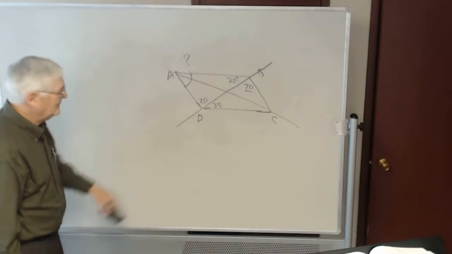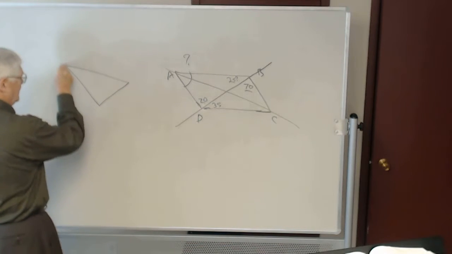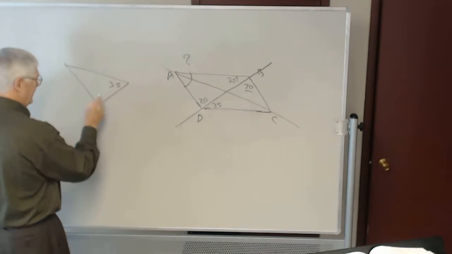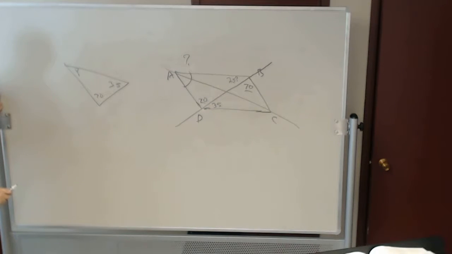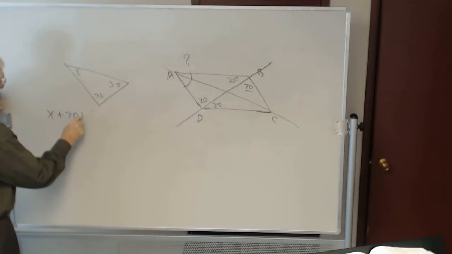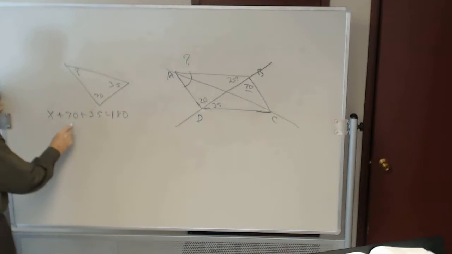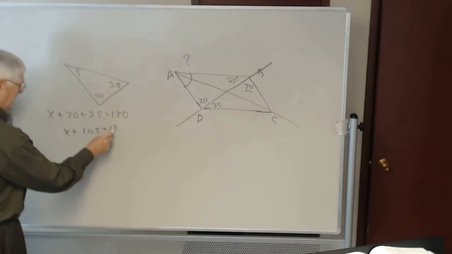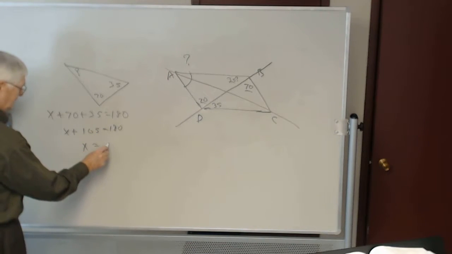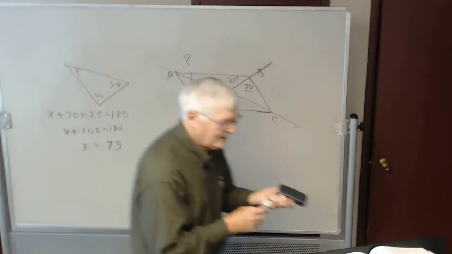BAD? Oh, I have a triangle out here, don't I? That's 35 and 70 and something I don't know. But I do know that x plus 70 plus 35 equals 180. So x plus 105 equals 180. So x equals 75. How cool is that, huh?